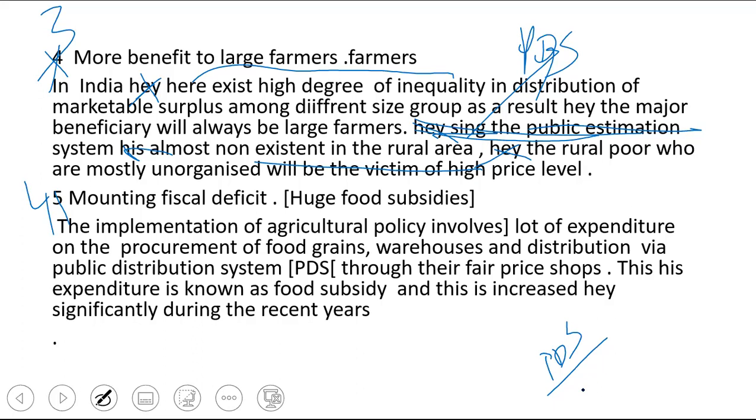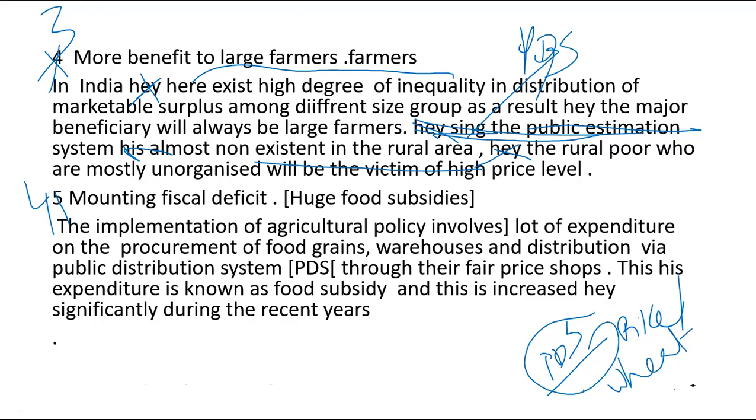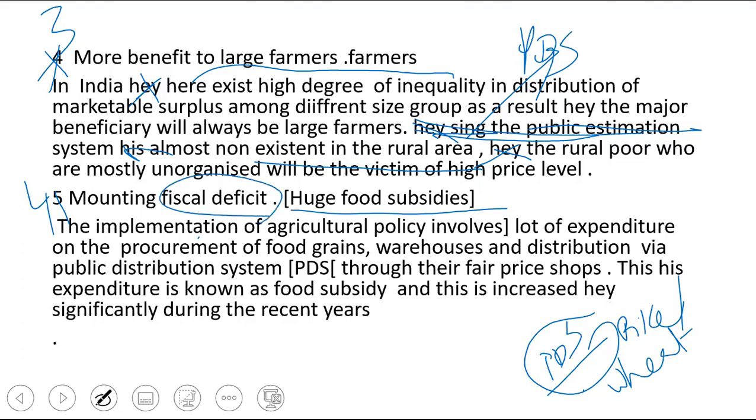And ordinary consumer को भी benefit होता है. PDS से I told you rice, wheat, oil सब कुछ मिलेगा. Okay, but the benefit is not reaching the poor people. That's the main point. Then mounting fiscal deficit. Already here we have written why the fiscal deficit is the deficit of the government.